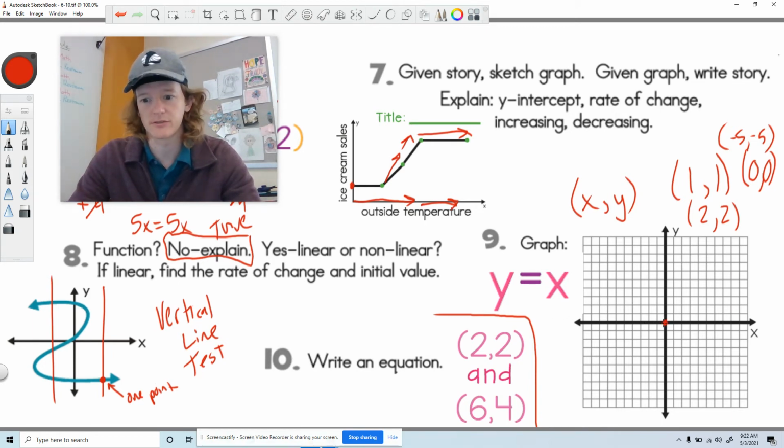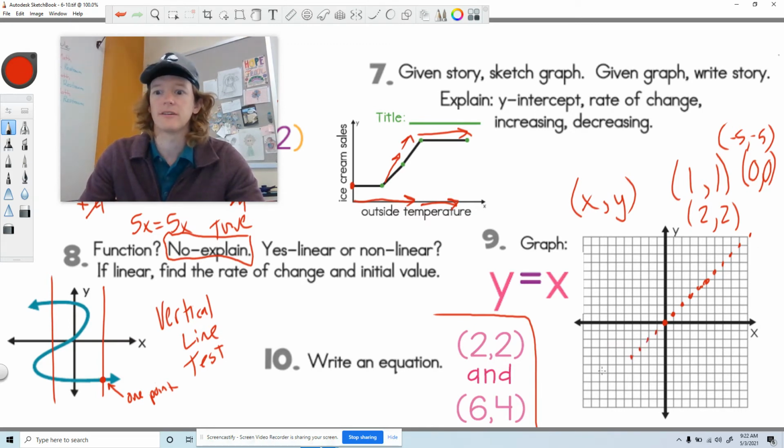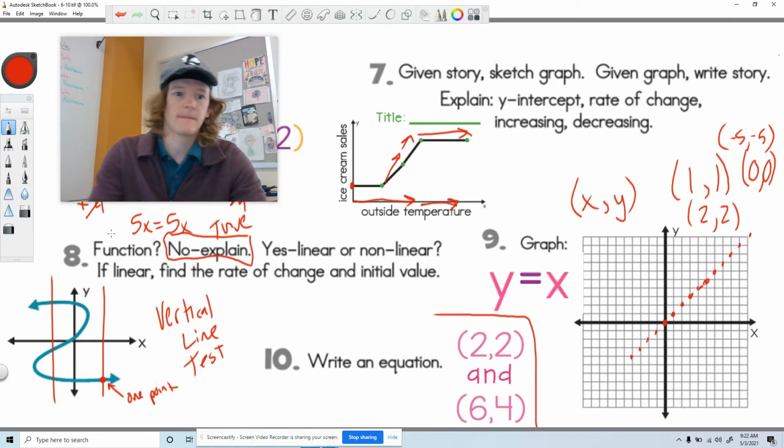So we have 0, 0, we have 1, 1, we have 2, 2, we have 3, 3, we have 4, 4, we have 5, 5, 6, 6, 7, 7, 8, 8, 9, 9, 10, 10. And all the negatives, -1, -2, -3, -4. You want a nice straight diagonal line goes vertical like that.